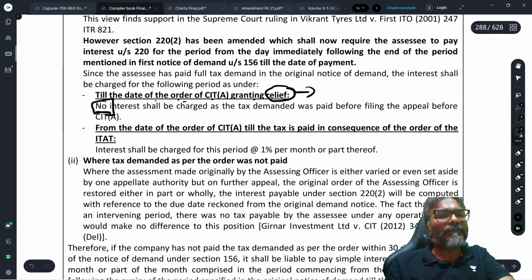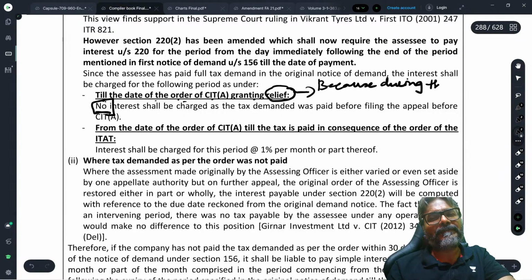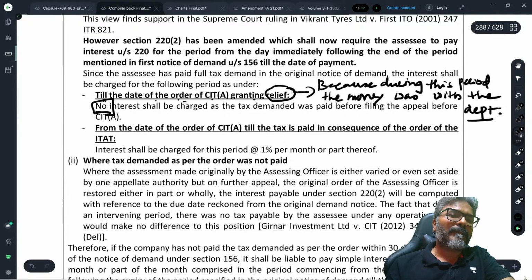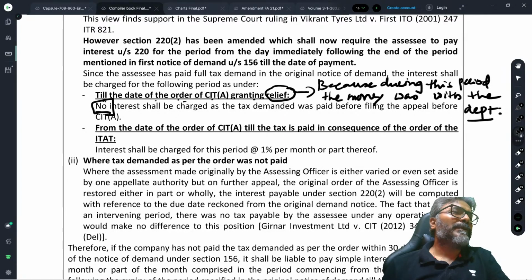Why is the answer no? Because during this period, the money was with whom? With the department. Because during this period, the money was with the department.